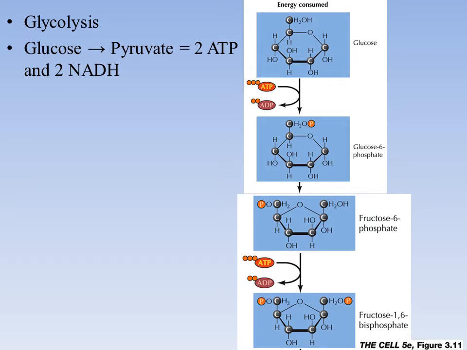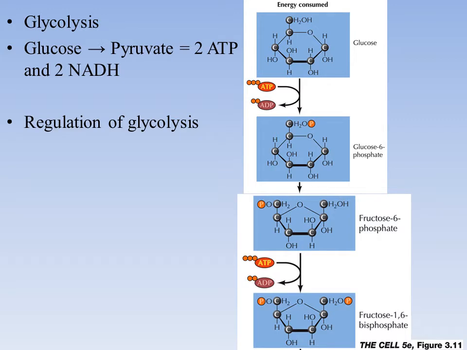So for glycolysis, we're going to start with glucose. We're going to convert that to pyruvate, actually 2 pyruvates. And in the process, we're going to yield 2 ATP and 2 NADHs, which are important for electron carriers. We'll talk about what that means. So that's basically what I need you to know for glycolysis.